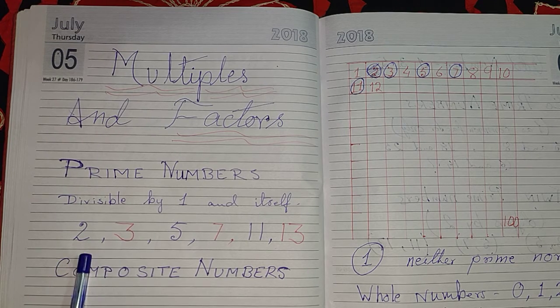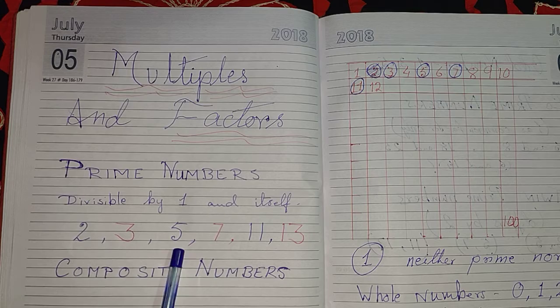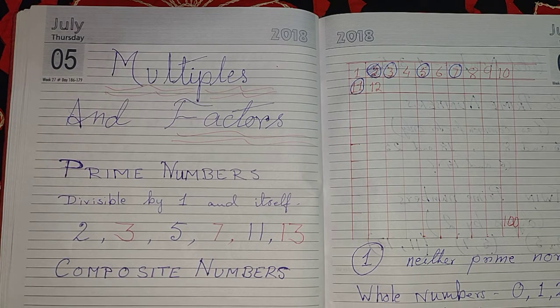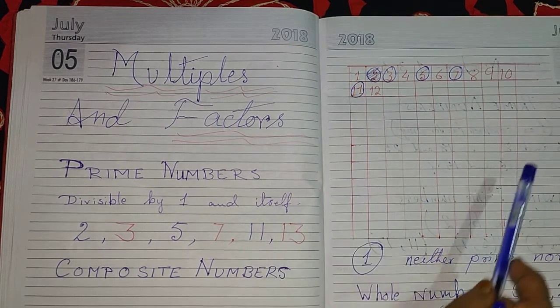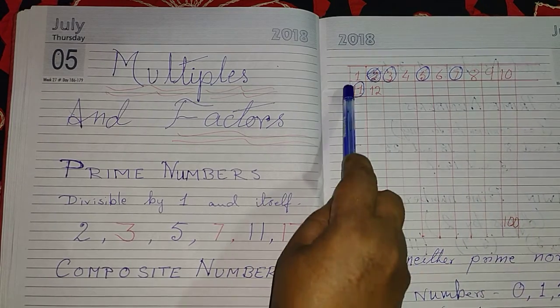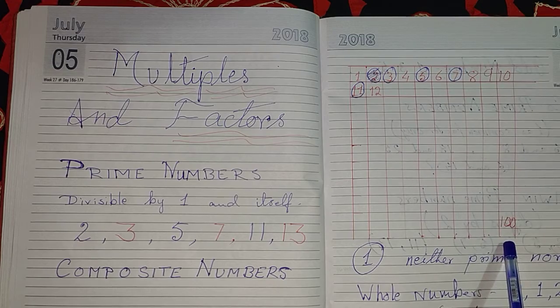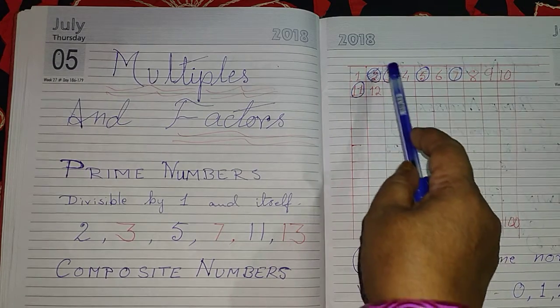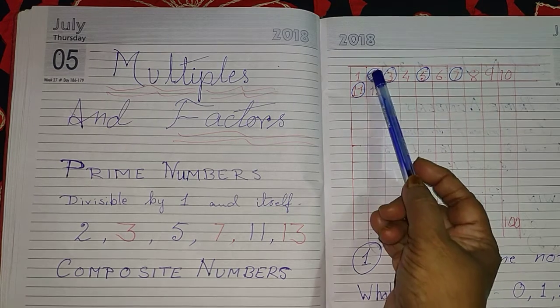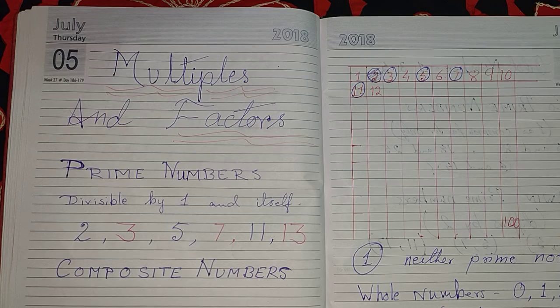So 2, 3, 5, 7, 11, 13, these are some of the prime numbers. Now what you will do is, you make a checker box like this, write from 1 to 100 and then encircle the prime numbers. After encircling the prime numbers, you can shade it with a light pencil color.